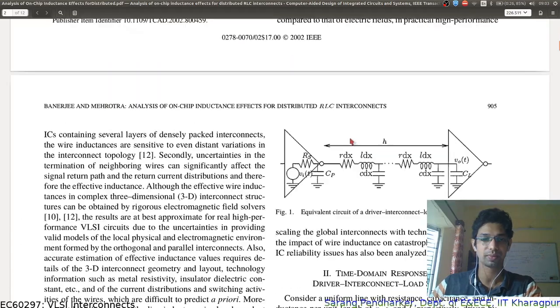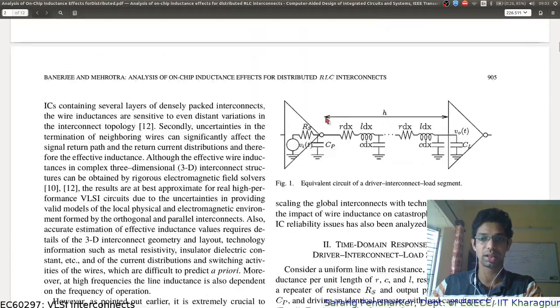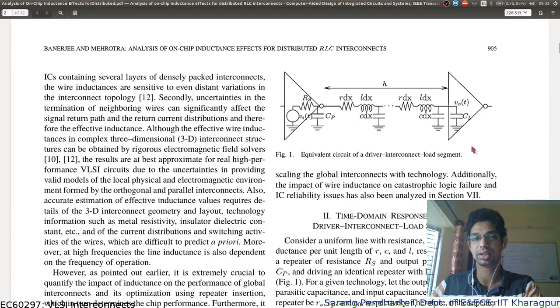So this is their circuit. There is R into dx, L into dx, C into dx. This is their distributed model. The length they have taken is h. There is a source resistance, they are calling it RS, we were calling it RD, and there is a load capacitance CL in here.